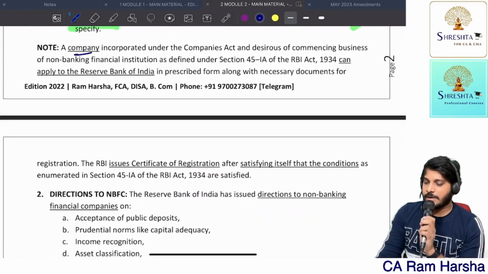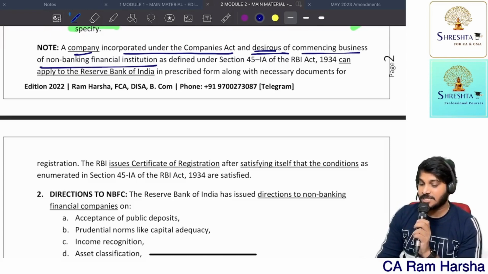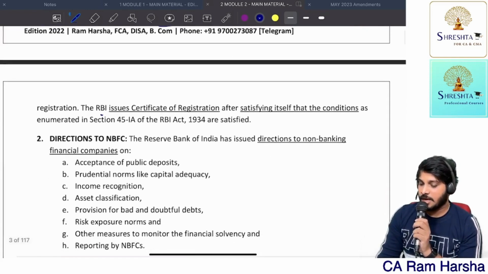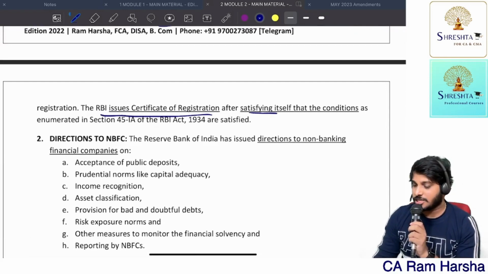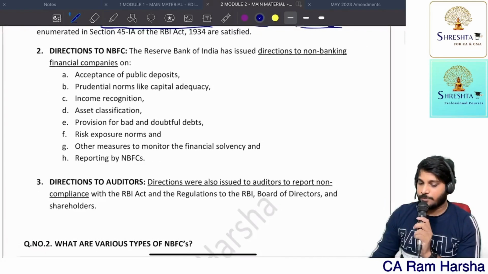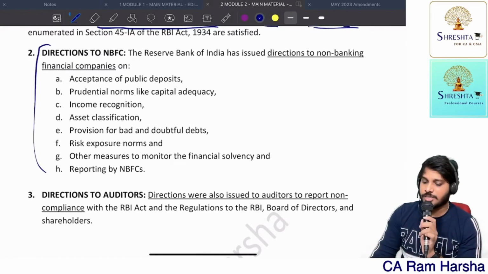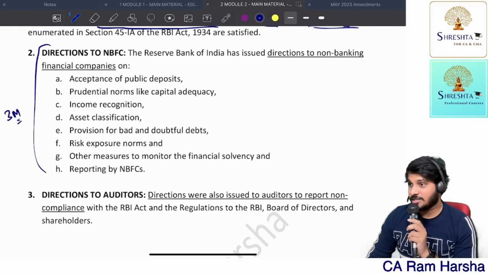so a company which is incorporated under Companies Act, which is desirous of commencing NBFC activities, can apply to Reserve Bank of India in prescribed form with necessary documents. RBI issues certificate of registration after satisfying itself regarding conditions. Now, what directions RBI will issue to the NBFC? This question can be asked as a 3 marks question. Write about directions that are given by RBI to the NBFCs.